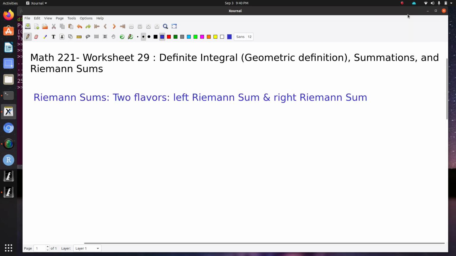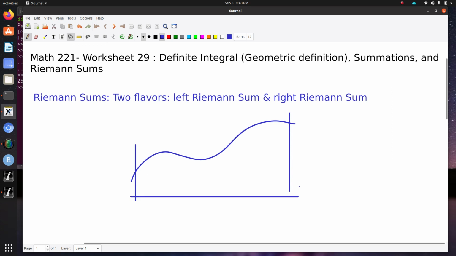Okay, next idea, and we need the summation symbol to do this. We have the right and left Riemann sums. So you have some kind of generic function over an interval, and we want to do those rectangles that we've been doing. So you want to go from, say, a to b, and you want to have n rectangles. We'll just do the left Riemann sum, but the right Riemann sum is almost identical.